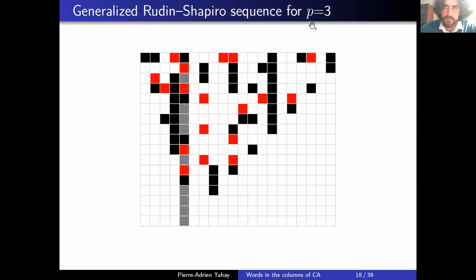For example, for p equals 3, I represent in this column the generalized Rudin-Shapiro sequence on the alphabet 0, 1, 2. And so white and gray cells correspond to 0, black cells to 1, and red cells correspond to 2. And you have the generalized Rudin-Shapiro sequence in this column.